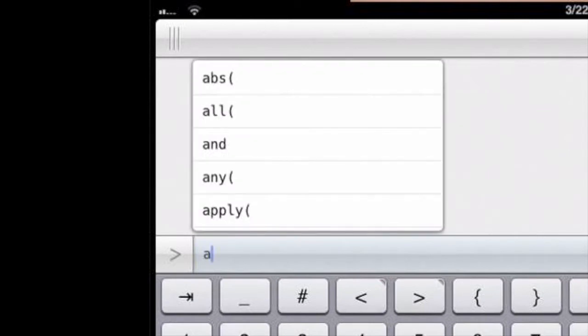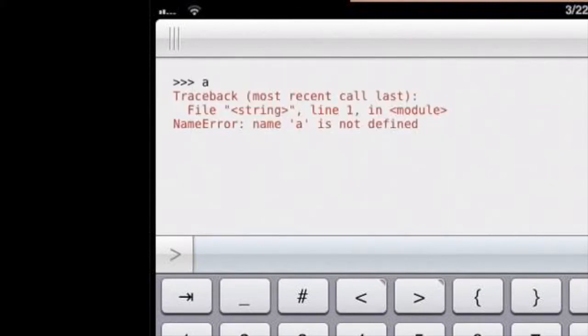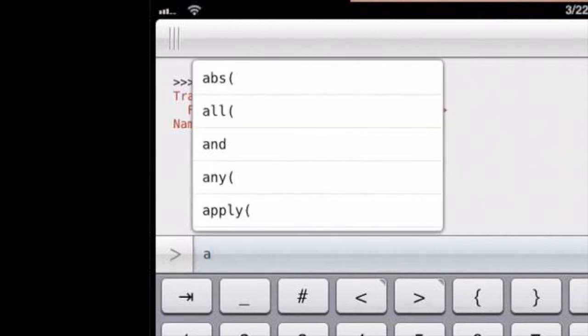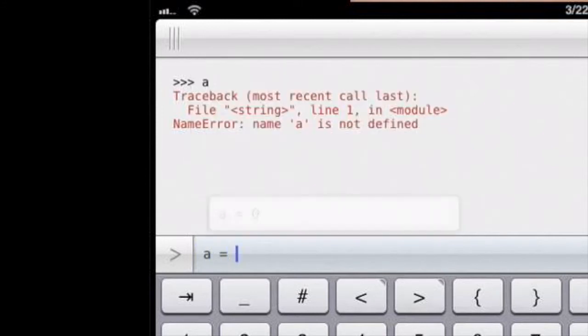So let's make some variables with integers. If we type in A into our little terminal here, it's not going to know what A is because we haven't set A to anything. Go ahead and set A equal to 0. So now our A variable is set to the integer 0. And let's go ahead and set B equal to 5 also. So B equals 5. So now when we type in A, we'll get a 0.